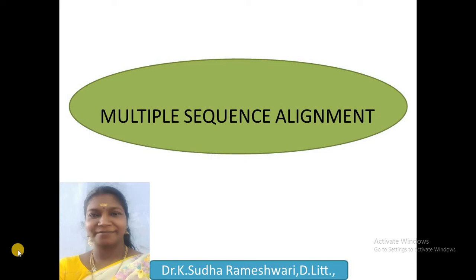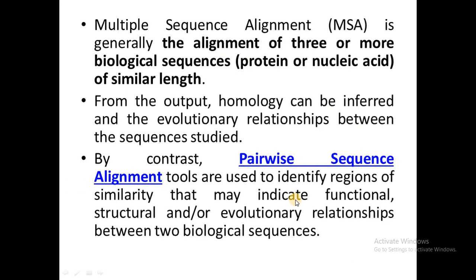Today we see about multiple sequence alignment. Multiple sequence alignment is generally the alignment of three or more biological sequences, that is protein or nucleic acid, of similar length. From the output, common features can be inferred and the evolutionary relationship between the sequences studied. So from this multiple sequence alignment, we can understand the homologous sequences between the different organisms, and also we know the evolutionary relationship between the different organisms.